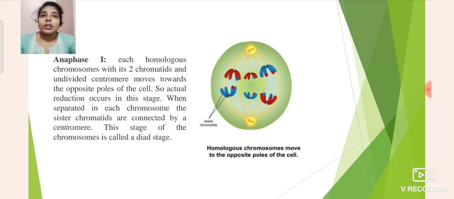Only the chromosomes move towards the polar regions, not the centromere. The centromere remains undivided. So in anaphase first, each homologous chromosome moves towards the polar regions without the centromere dividing. This is the stage we call the dyad stage.